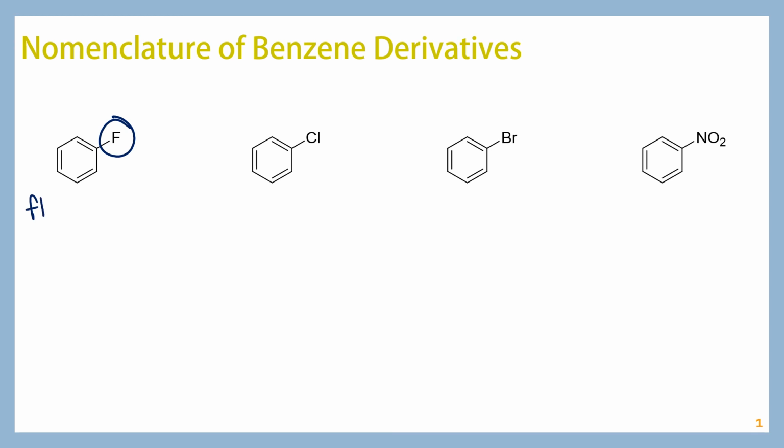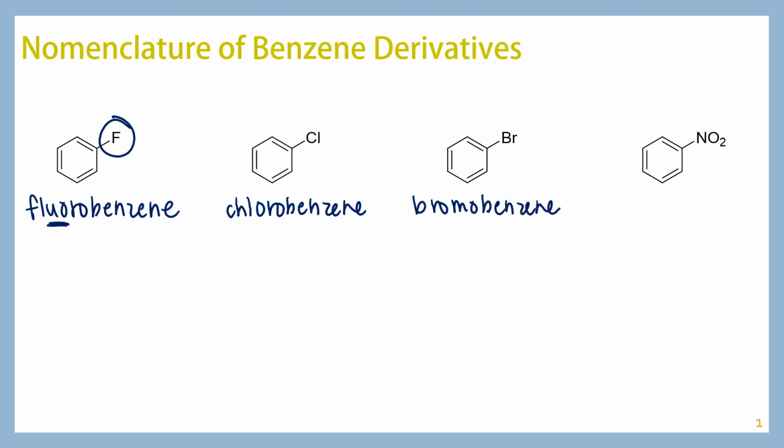So this would be fluorobenzene. And be careful about your spelling. Fluoro is F-L-U-O-R-O. If we have a chlorine substituent, it is chlorobenzene. If it's a bromine substituent, it is bromobenzene. And if it is a nitro substituent, it is called nitrobenzene.